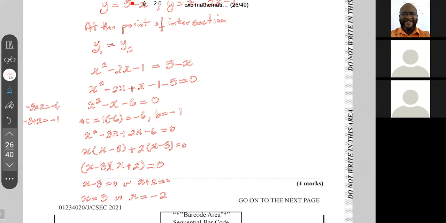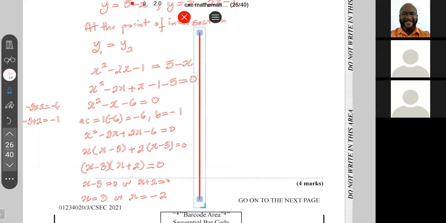Now, those are the values of x at the point of intersection. It is only at the point of intersection that y1 is equal to y2. So the values of x I'm getting here are the values of x at the point of intersection. So what I need now is the value of y. What I'm going to do next is get the linear equation. We have two equations, a linear and a quadratic. y is equal to 5 minus x.